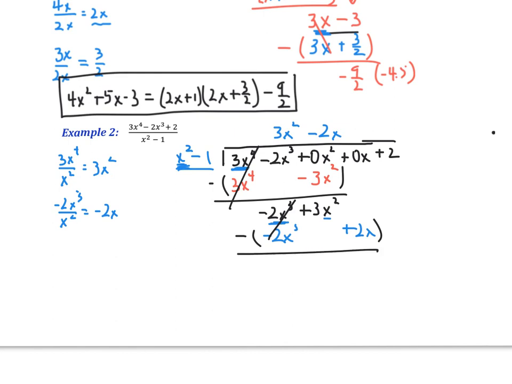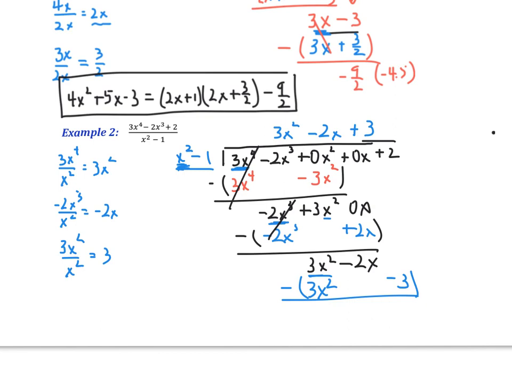And then I can bring down my 3x squared. And I have to recall that I am doing 0x minus a 2x, which is a -2x. I'm going to do my first term concept again. So 3x squared divided by x squared. It looks like that's a 3. So I have a plus 3 here. 3 times my x squared gives me 3x squared. 3 times my -1 gives me a -3. I'm going to put it all the way over here next to my like term. I am going to subtract.